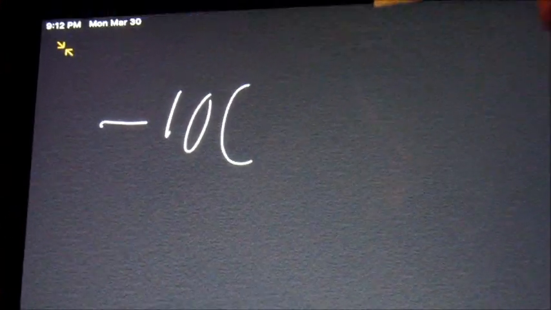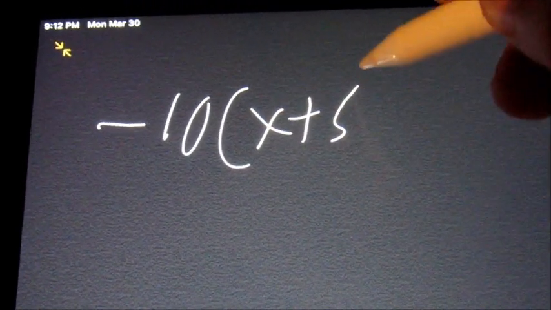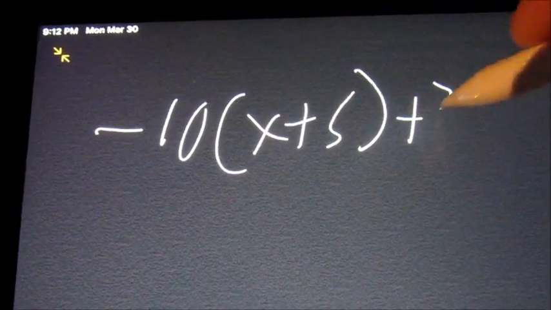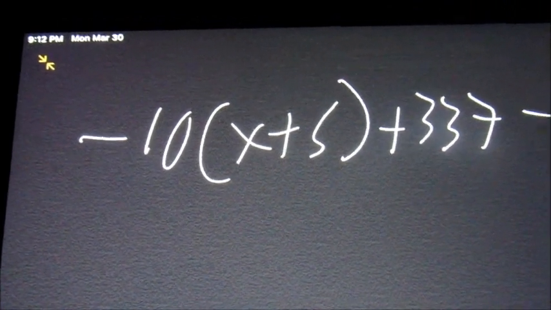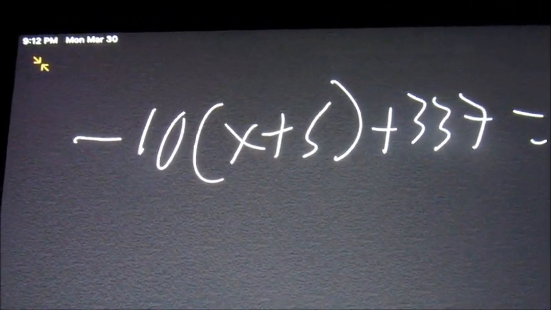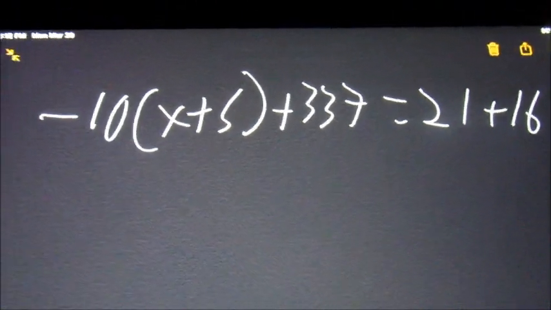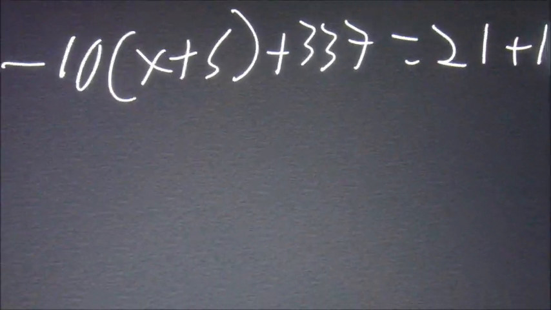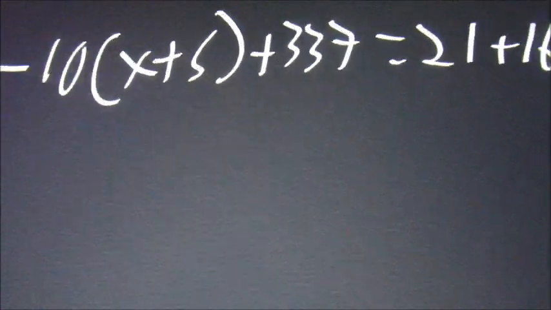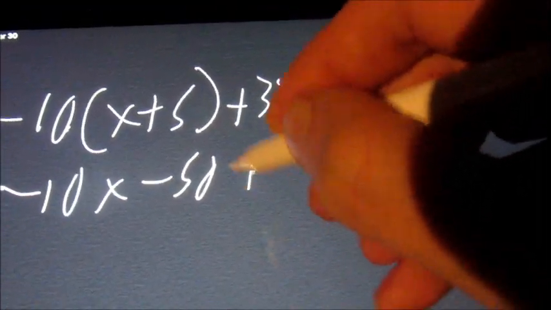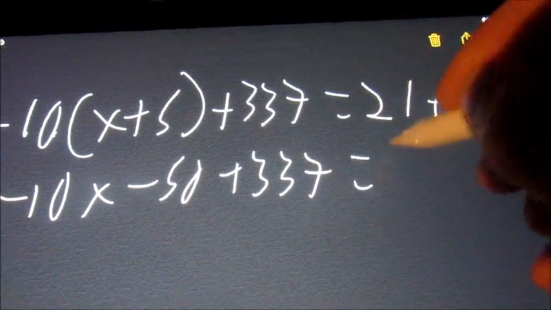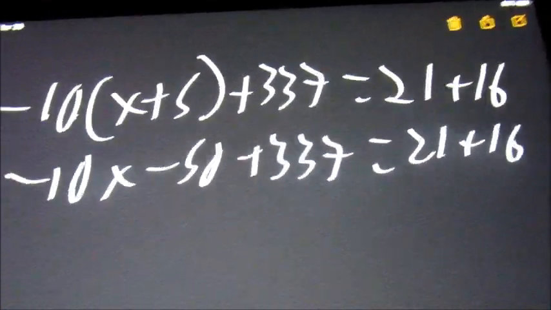Alright, so next one. Let's say that we have -10(x + 5) + 337 equals 21 plus 16. There are going to be some that you have that have big numbers like this, but we're just going to work them the same way that we did before. So we're going to distribute the -10. We'll have a -10x minus 50 plus 337 equals 21 plus 16.